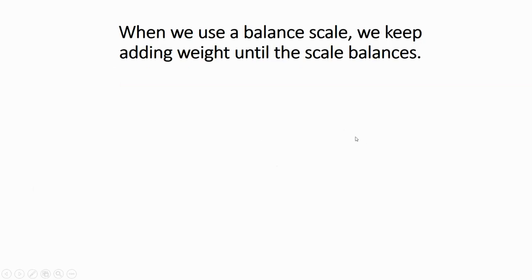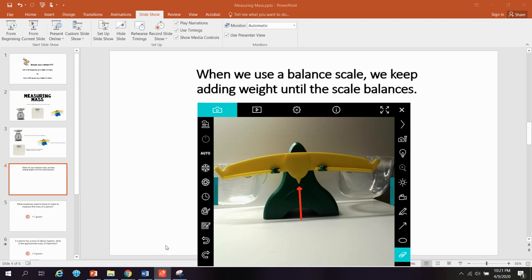Okay, so when we use a balance scale, we keep adding weight until the scales balance. So I'm going to pull up my ladybug, and you're going to get to actually see, here we go, here is a pan balance. The pointer has to be pointing directly in the middle to show me that whatever I put in this pan is going to be the same mass as this. So as long as that pointer is in the middle, that's going to tell me that the two objects, or whatever I put in each one, are of equal mass.